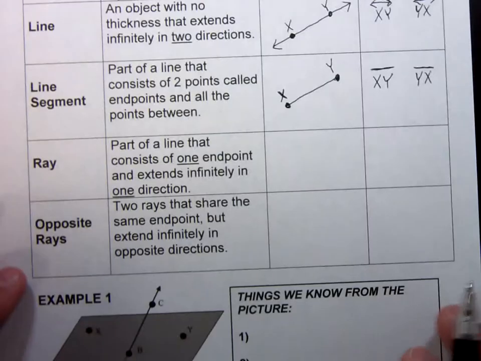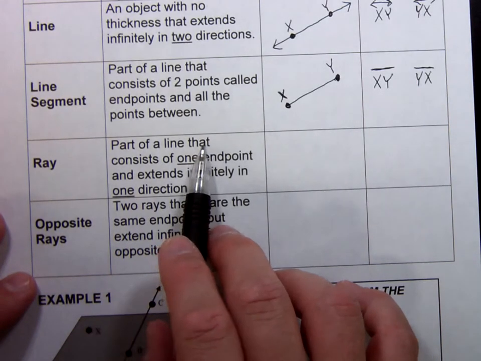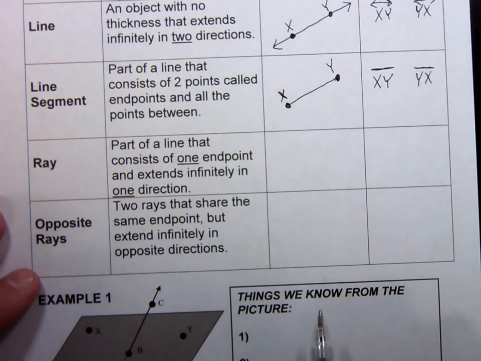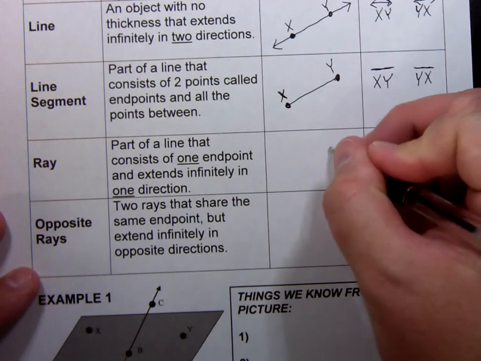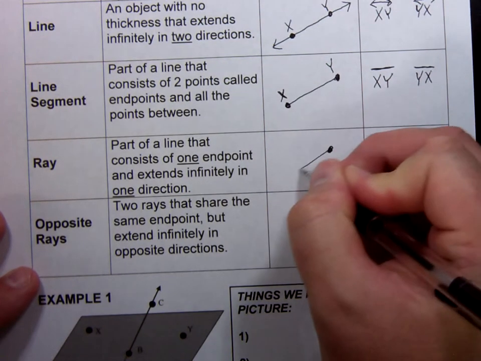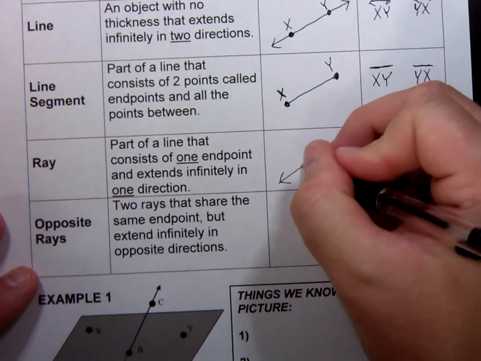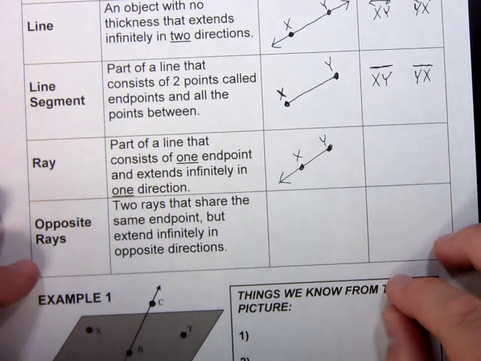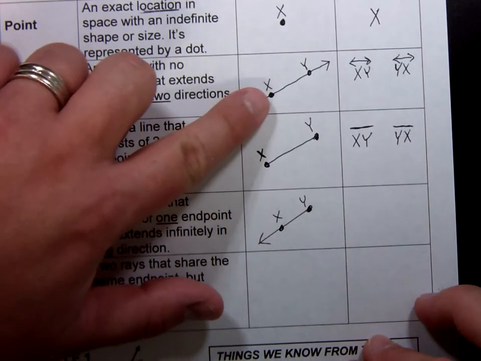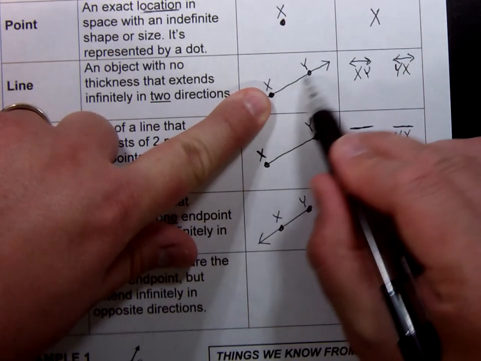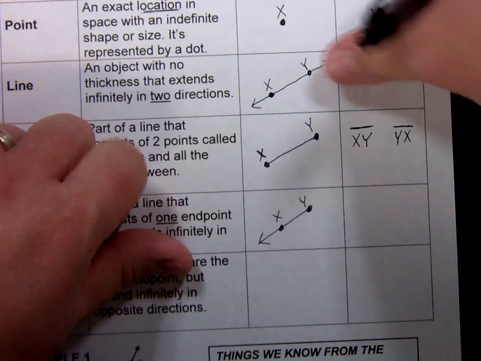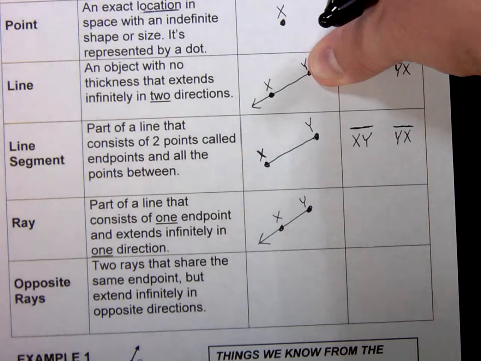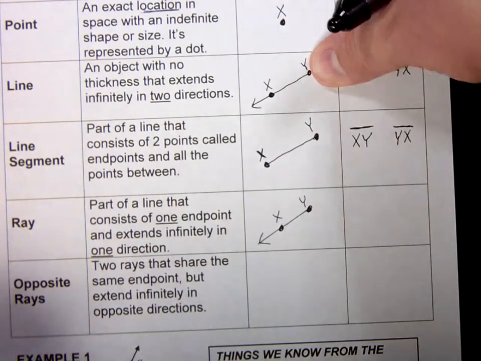Okay, the next thing we're going to learn about is a ray, and it's also part of a line. It consists of one endpoint and extends infinitely in one direction. Okay, so it's got one endpoint and extends infinitely in one direction. So if I go back up to this line again, I could cover up this extension to infinity, and this would be a ray. Or I can cover up this extension to infinity, and this would be a ray. A ray extends to infinity in only one direction, so it has one endpoint and one arrow.